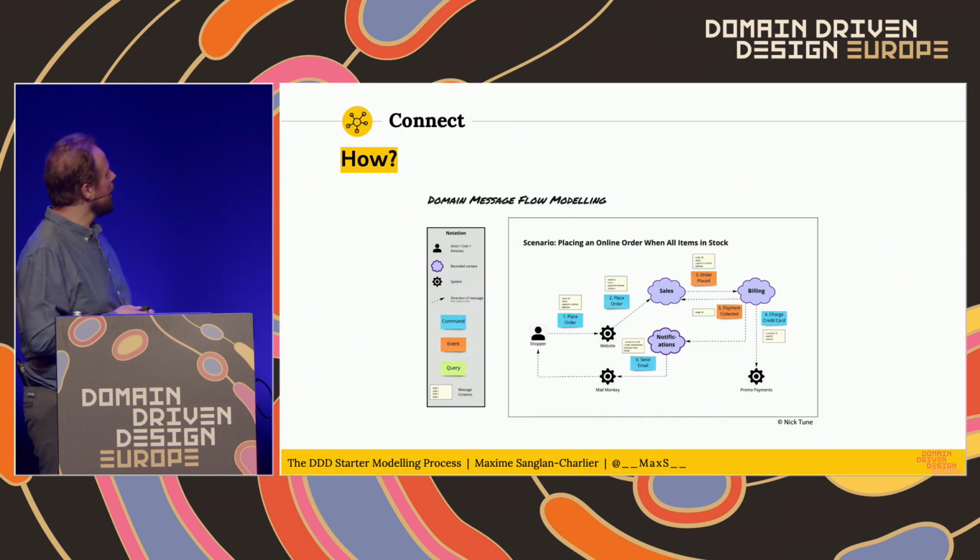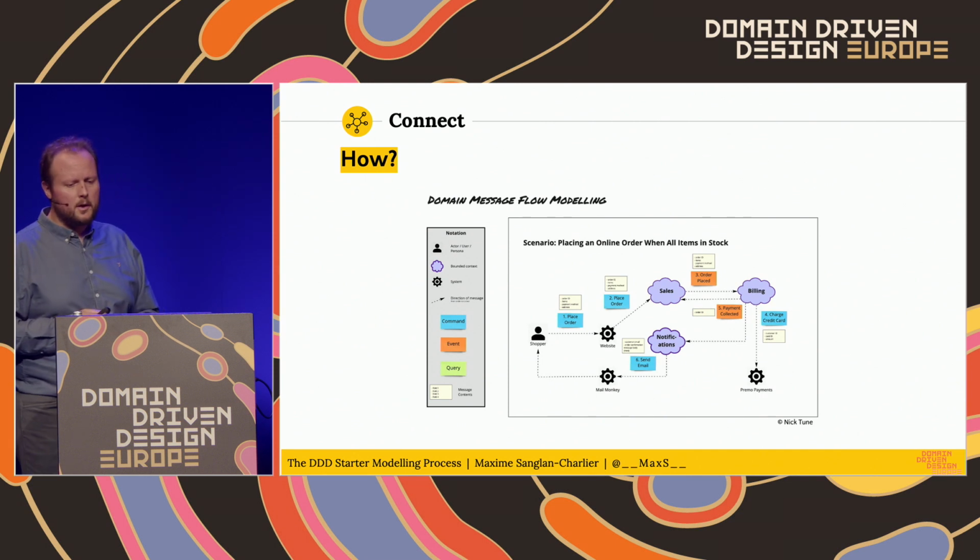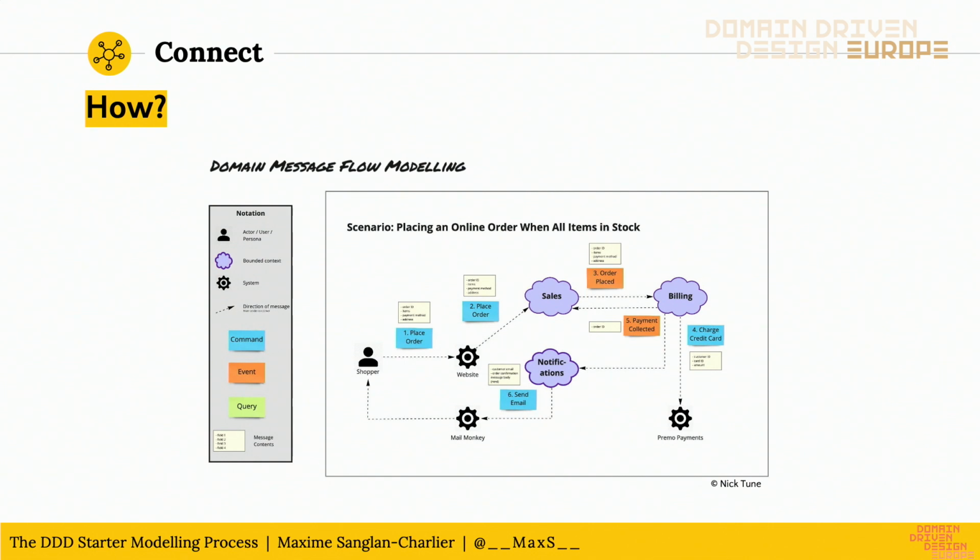So what can we use here? We can use this pretty useful tool, the domain message flow modeling, which is a tool that you can find on DDD Crew, of course. The idea is to take a business use case and see how the subdomains are solicited to make it happen. So in this example, we can see all the subdomains that interact with each other to fulfill the placing an online order scenario. We have this customer who is placing an order through the website. The website is placing an order on the sales subdomain, which will emit an event, order placed, that is interesting for other subdomains, and so on and so on. You're modeling the flow quite easily.